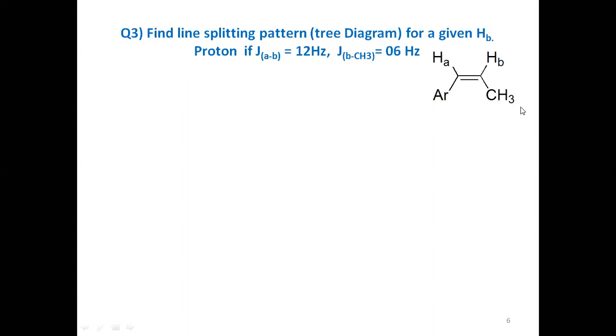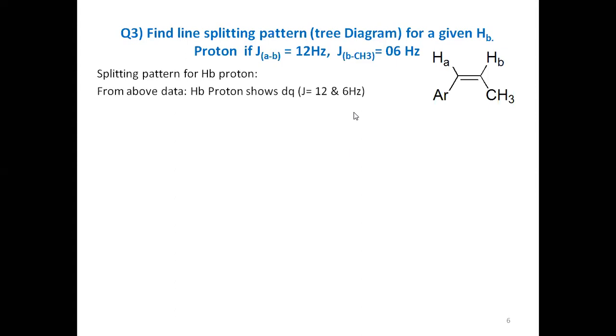HB gives a doublet of quartet because one HA couples with 12 hertz and another with 6 hertz on that CH3. So the coupling constants are different, and it gives a doublet of quartets. And how it's split, let's look. So HB shows a doublet of quartet with J equal to 12 and 6 hertz.